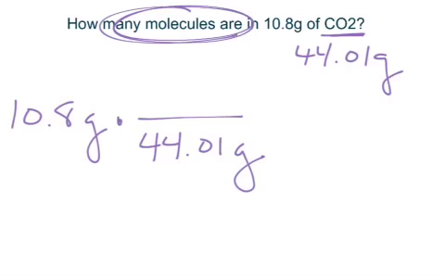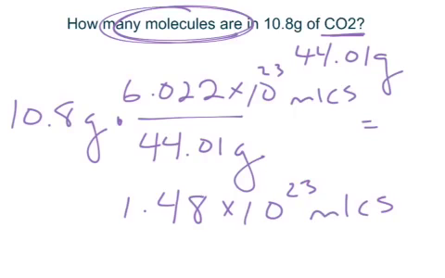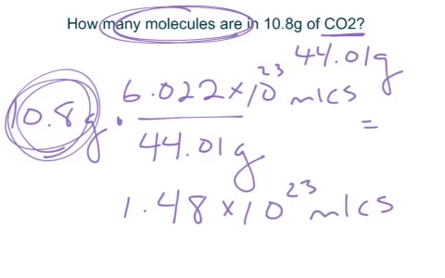The question asks for molecules, so you can do 1 mole here and solve that and then use Avogadro's number to do a second step. Or you can remember that you don't really need to do 2 steps. 44.01 grams is equal to Avogadro's number. So we're just going to go ahead and use that and save ourselves a step. So multiply and divide. And the answer is 1.48 times 10 to the 23rd. I did limit it to 3 sig figs because of the 10.8.